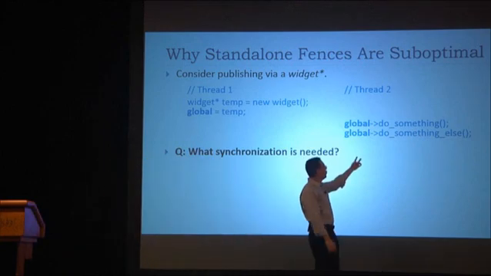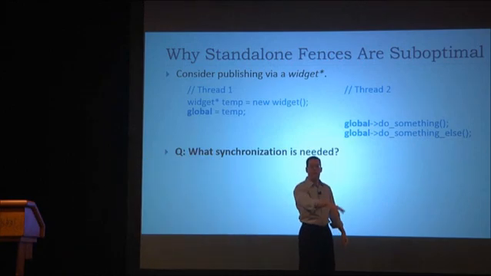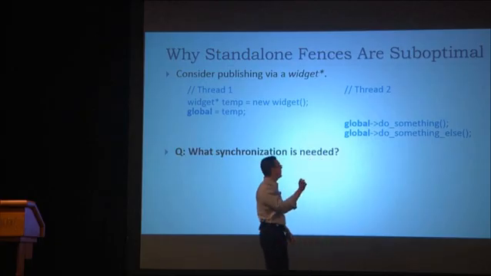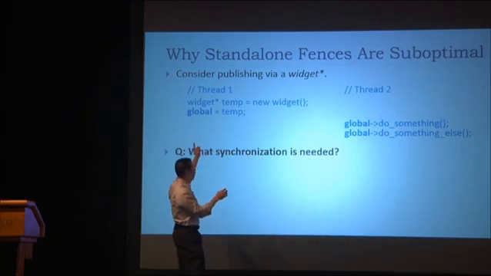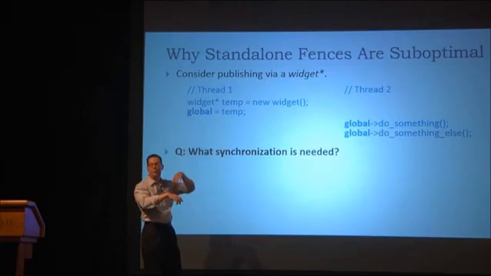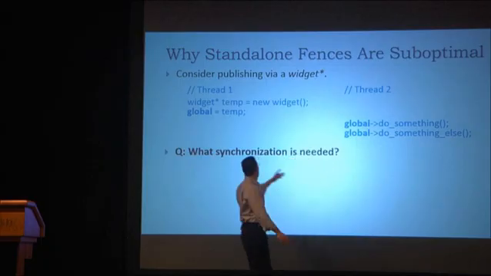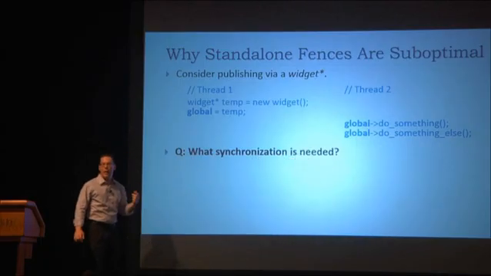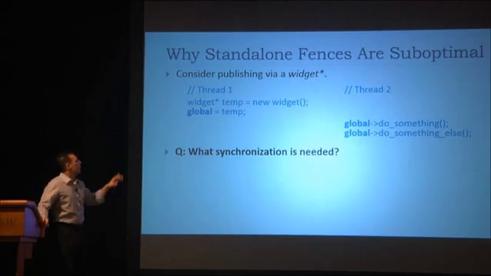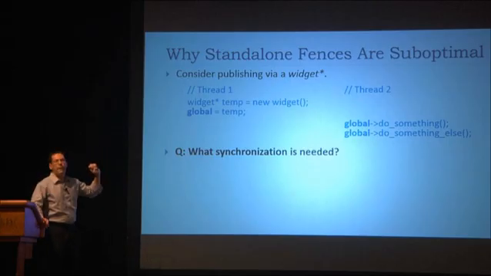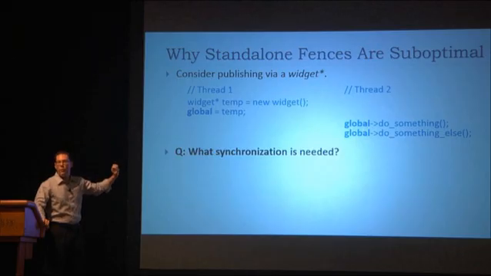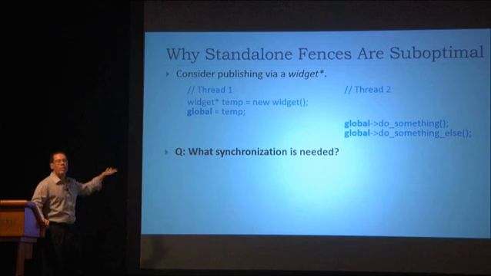On thread 2, I'll read the global variable, and assuming that it's not null, so if that thread runs before this one, it's just set to some other widget. I run global arrow do something, global arrow do something else. What kind of synchronization do I need here for this to be true? By the way, I said global is an atomic variable. This question would be moot if it was, so let me take that back. Assume that global is not an atomic variable. What synchronization do I need here?